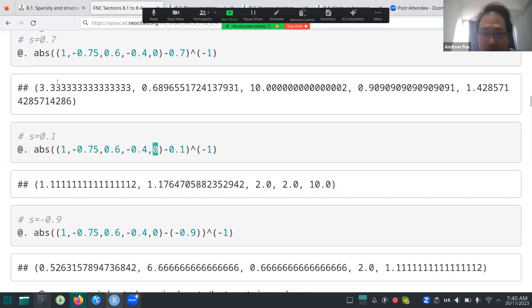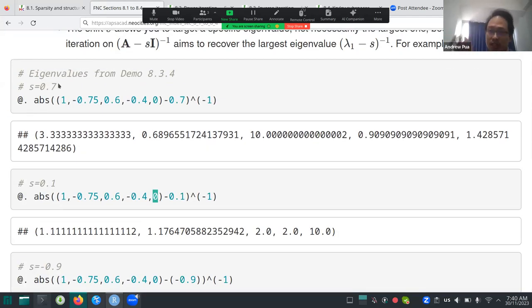What these illustrations show you is that for the shift, you have to have a pretty good idea of what eigenvalue you're looking for. And then you pray that the S is near enough to it. You have to set S near enough to it. Where that knowledge comes from is probably specific to a problem, but that is something worth thinking about as well.